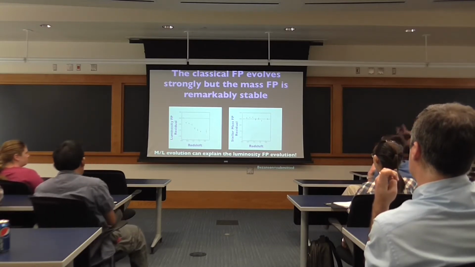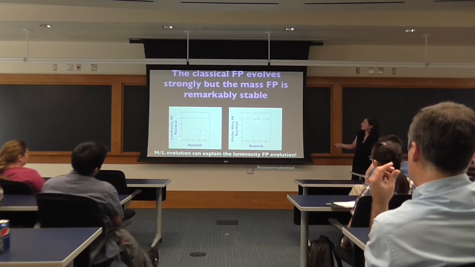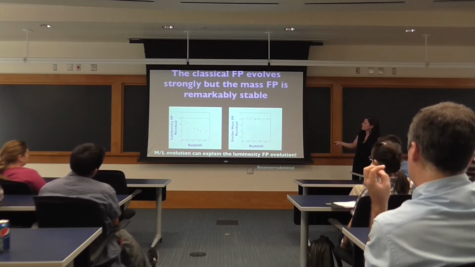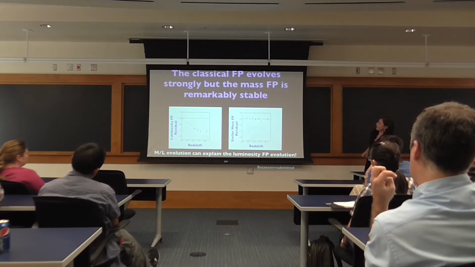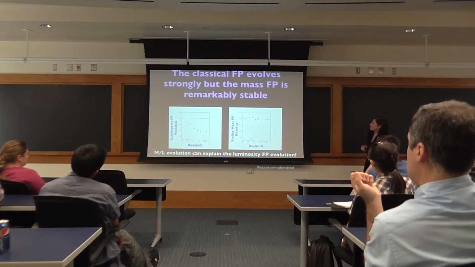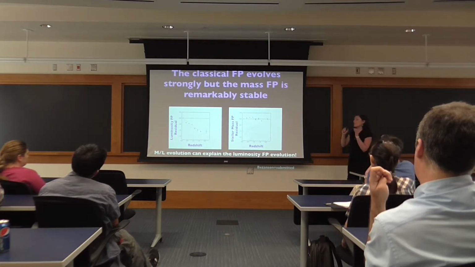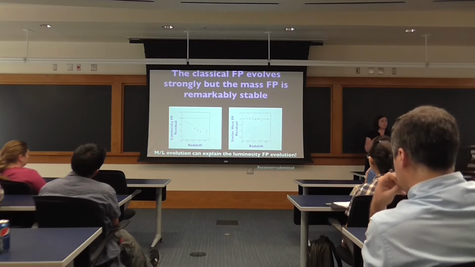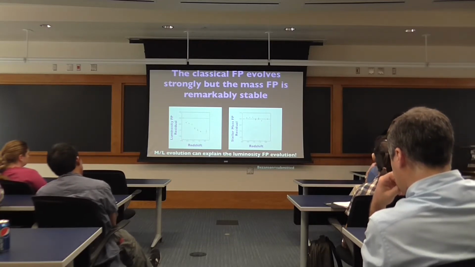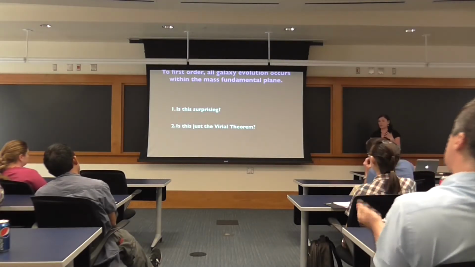So just to highlight this, same scale on these two plots. Here's the luminosity evolution of the fundamental plane, the traditional fundamental plane, and here's the stellar mass fundamental plane. And so the fact that this is remarkably stable means that, to first order at least, it's a very good approximation to model the evolution of the luminosity fundamental plane as an evolution of the mass to light ratios.